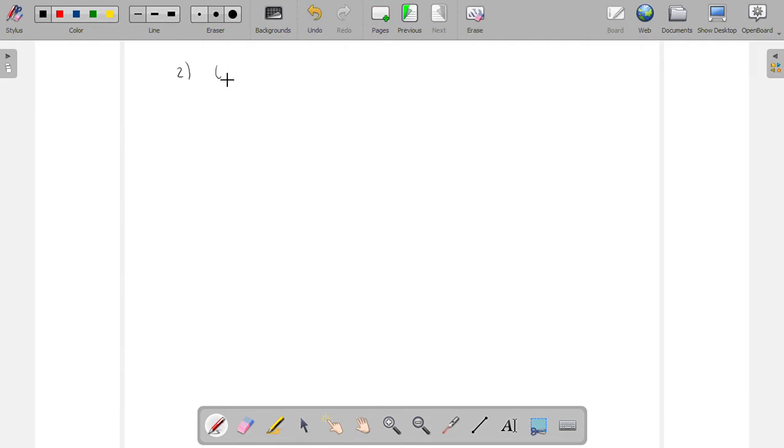Number 2, they said tan squared x, and then here you have 1 minus sine squared x. And this one, you can go and replace with cos squared x.